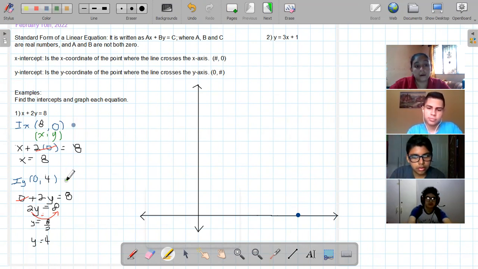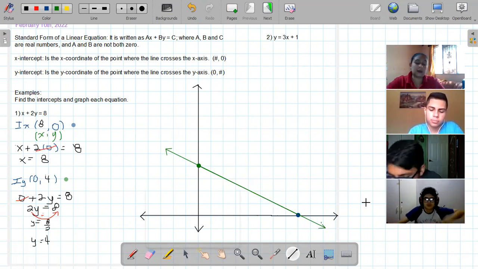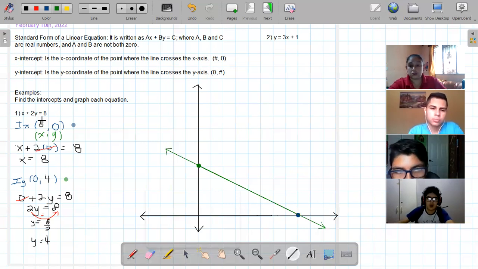Now, 0, 4, I'm going to do it in green. 1, 2, 3, 4. Over there. I got 2 points, and I just go ahead and connect it with a straight line. I'm going to do it in a straight line in green, passing through the center of both. And I extend it to both sides of the points, and I draw my arrowhead. And this is the line, the graph of x plus 2y.